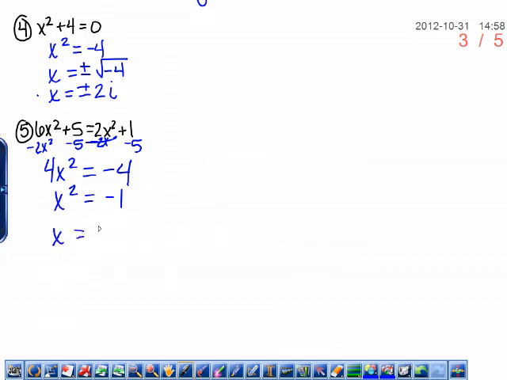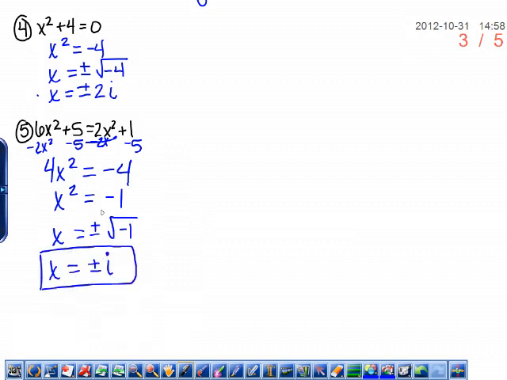So x equals plus or minus the square root of negative 1, which is plus or minus i. So does this quadratic ever cross the x-axis? No. A quadratic crosses the x-axis if the solutions when you solve are real numbers, not imaginary. Then it will cross the x-axis. If when you solve you get imaginary numbers, then it will not cross the x-axis.